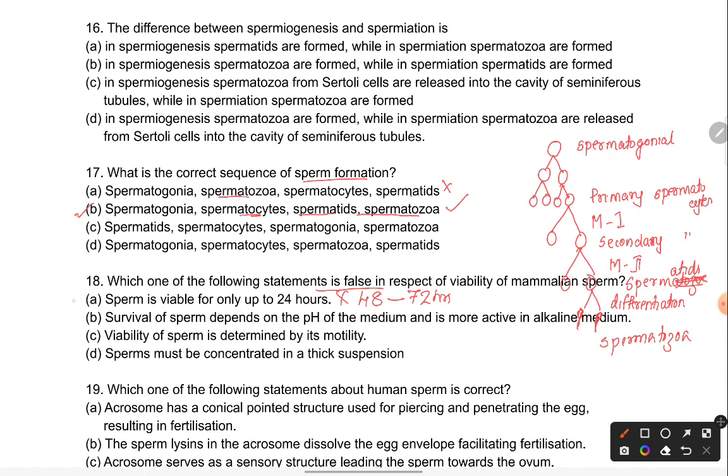So the correct answer here is A. The remaining may be correct. We can see the remaining options. Survival of sperm depends on the pH of the medium and is more active in alkaline medium. Viability of sperm is determined by its motility. Sperms must be concentrated in ethic suspension. So the wrong statement is statement A. Okay, now we can see question number 19.